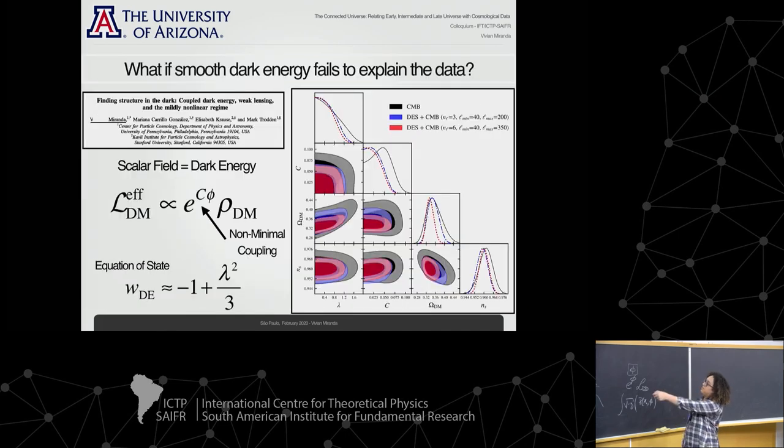For example, if you have an effective dark energy Lagrangian, a dark matter Lagrangian where dark energy directly multiplies the energy density of dark matter, you cannot have these types of things. I just don't know why you call that non-minimal. That's just coupling of a scalar field to other fields. Yes, and that you call non-minimal. I just don't know why you call it non-minimal. That's my confusion.